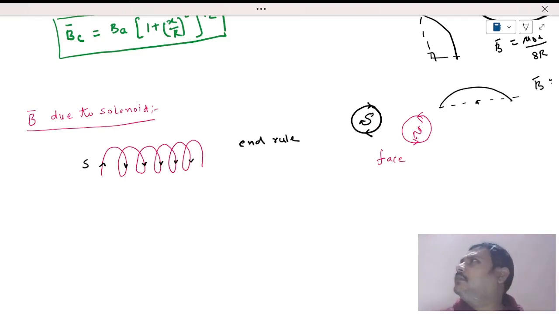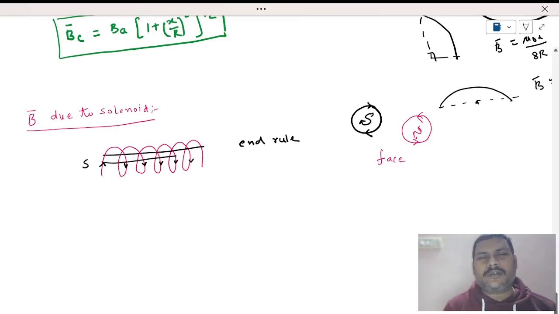Now if you look in the coil, the field exists due to each coil, and inside it is uniform. Inside the solenoid, the field lines are uniform lines, and at the ends they are not straight lines. They are like a bar magnet. That's why a solenoid behaves like a bar magnet.